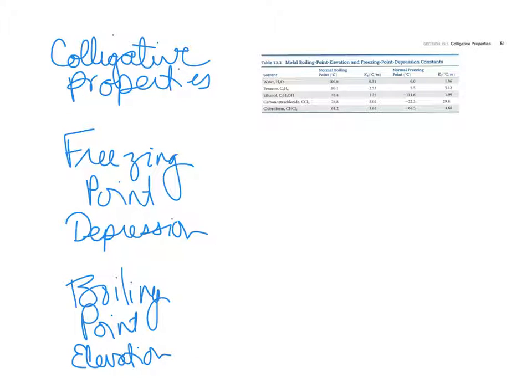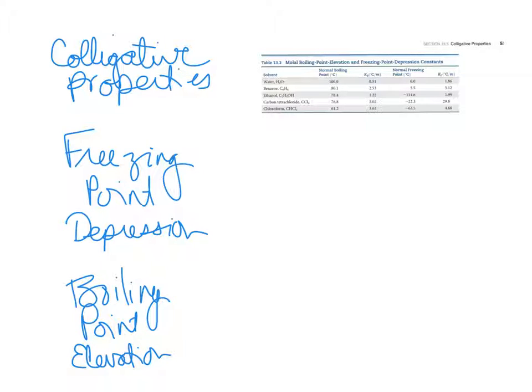So as promised, this is going to be a quick overview of the math that you need to know to calculate both freezing point depression and boiling point elevation, the two colligative properties that we are interested in.